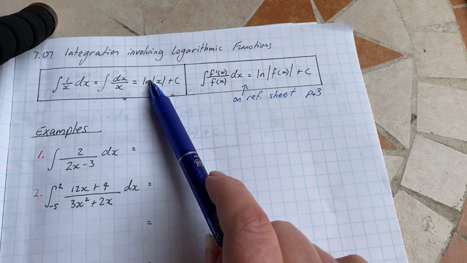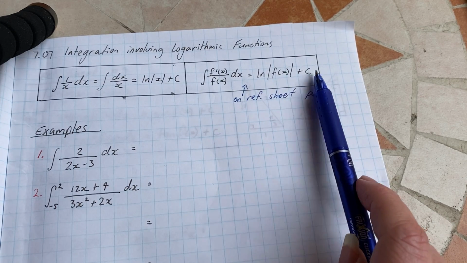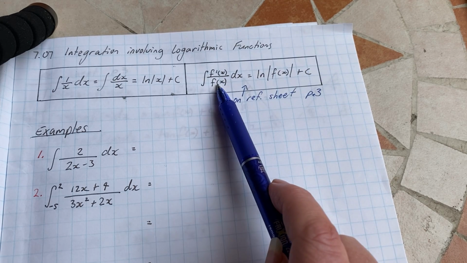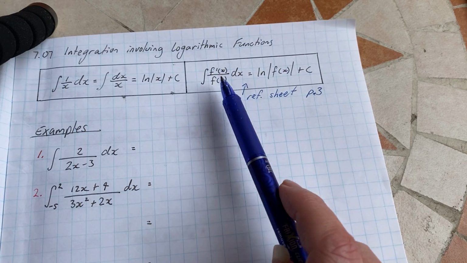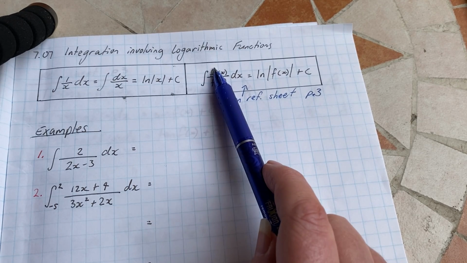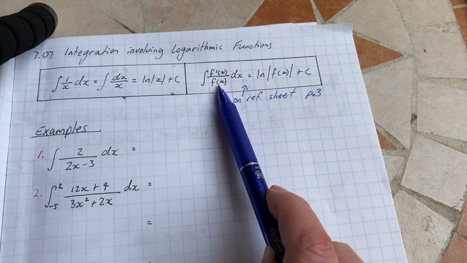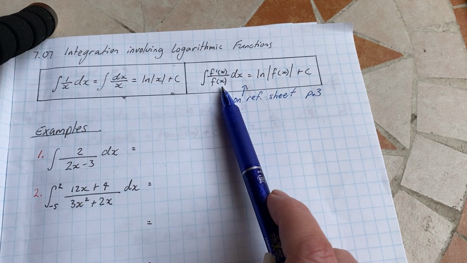That's not on the reference sheet. This one is. It's the same thing. If f of x is just x, then the derivative is 1. So anytime you get a fraction, what I would be looking for is, is the numerator the derivative of the denominator? That's the first thing to think about.